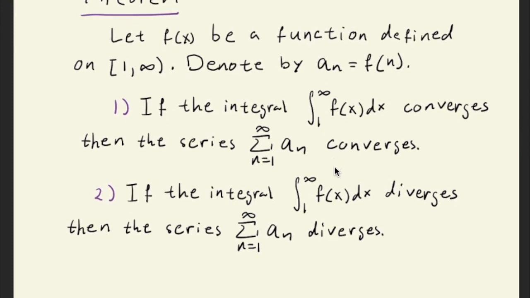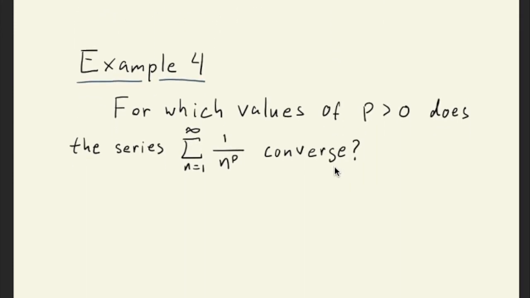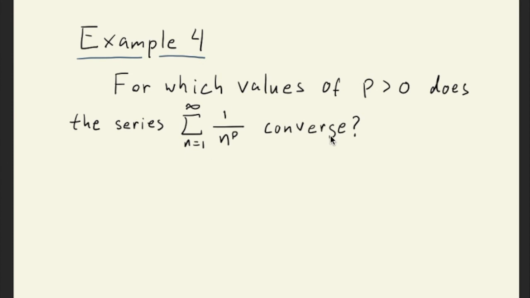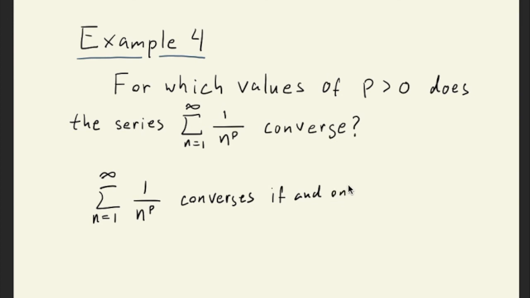We can apply it to do our last example. For which values of p will this series converge? Also, we know that this is related to, so this series, n equals 1 to infinity, by the theorem we just wrote, converges if and only if, so it's equivalent, this integral from 1 to infinity of 1 over x to the p dx converges.